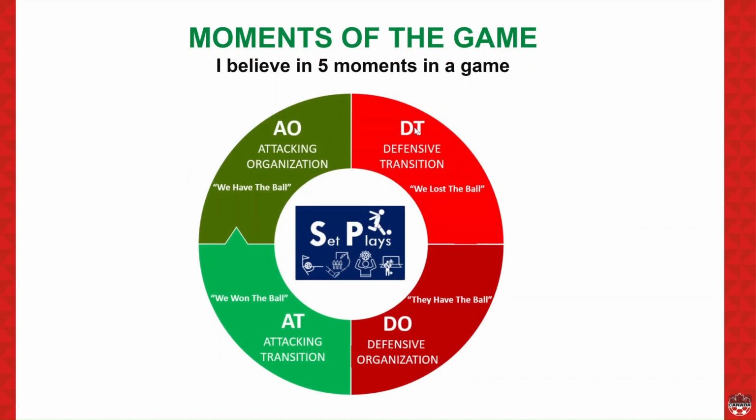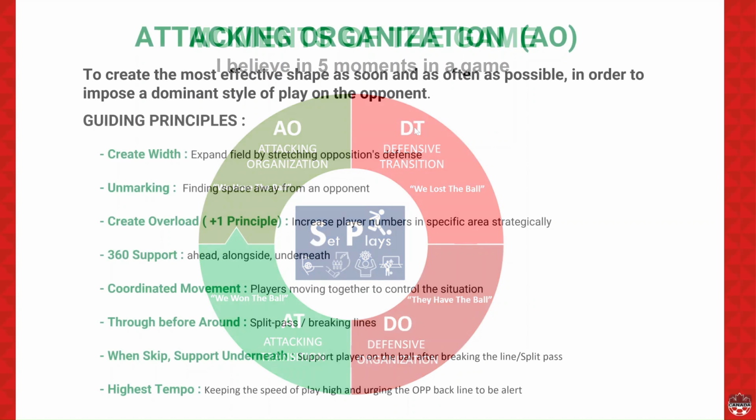I believe in five moments in a game: AO or attacking organization, when we have the ball; DT or defensive transition, when we just lost the ball; DO or defensive organization, the moment the opponent has the ball; AT or attacking transition, the moment that we just won the ball back; and the last one is set plays. It means every single free kick, corner or set piece during the match, and it can also be a penalty.